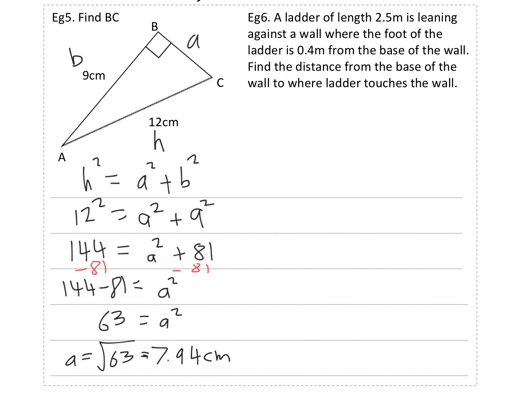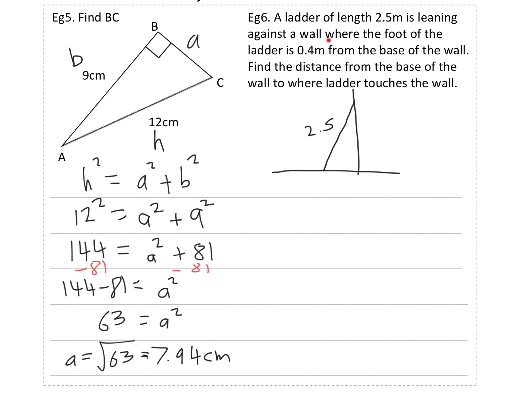Example 6. A ladder of length 2.5 meters is leaning against a wall where the foot of the ladder is 0.4 meters from the base of the wall. So let's draw our ground. Let's draw our wall. And then we've got our ladder. Now, the ladder is 2.5 meters. So this is our ladder. So it has to be 2.5.